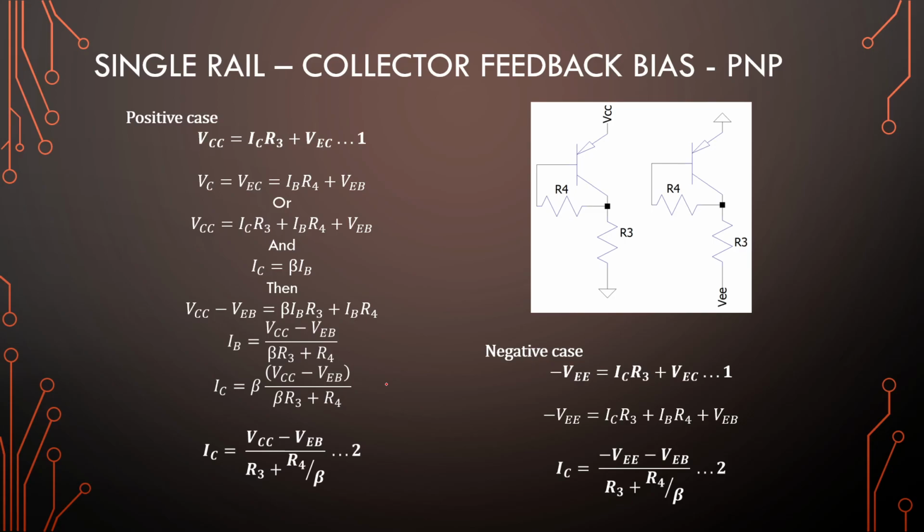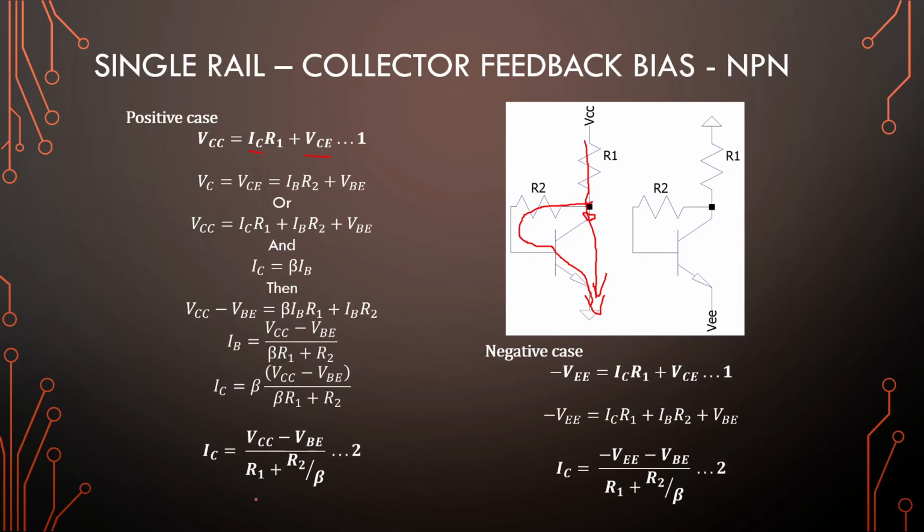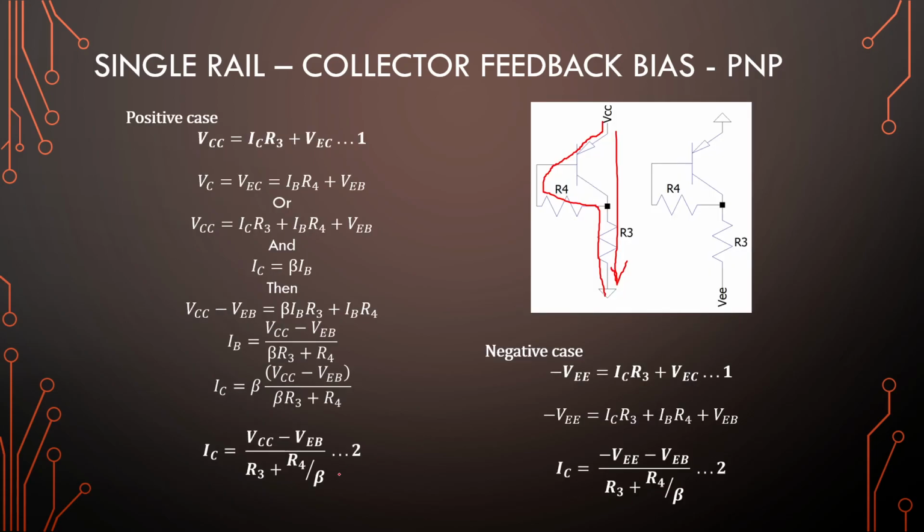Okay, let's have a look at the PNP case. In the PNP case, current will come into the top, flow through this resistor and join at the collector. So again, we end up with the same equations. This equation is very similar to this one right here. I just used different resistor numbers, but they are the same and the resistors are in the same positions. So the NPN and the PNP biasing here for the positive case and the negative case is exactly the same.